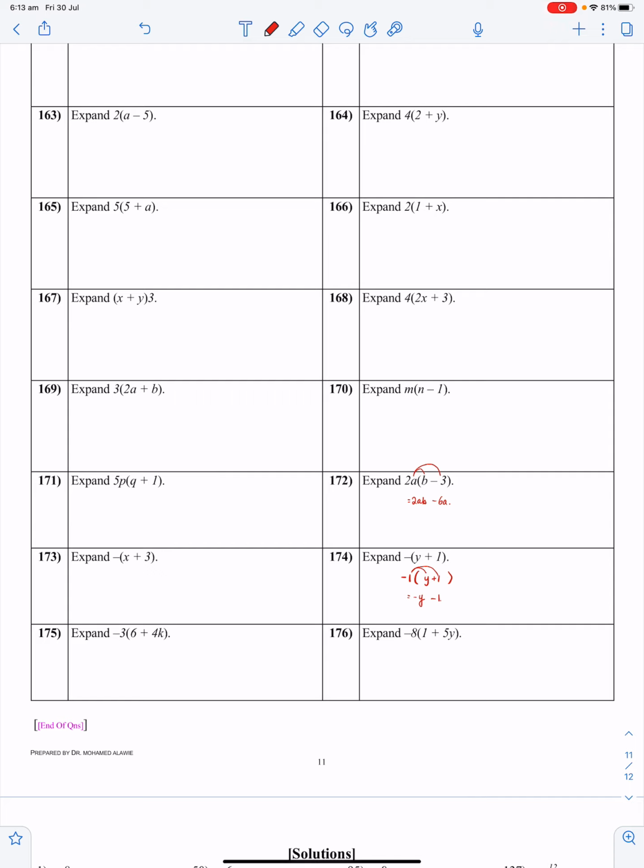Right guys, that's the end of my explanation of the revision workbook. You should be able to do this now quite competently. You've got 176 questions, plenty of practice. Algebra is the most important topic of all of high school mathematics, and perfect practice makes perfect. So the more questions you do, the better you get. Thank you very much.